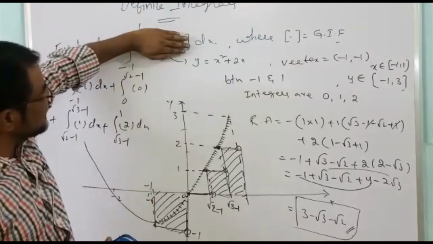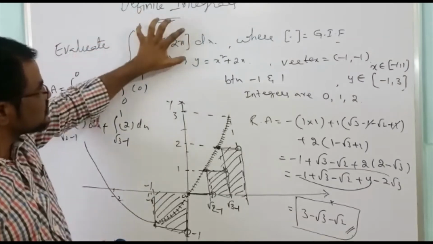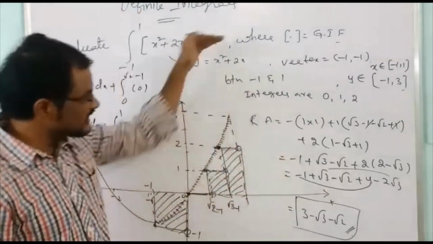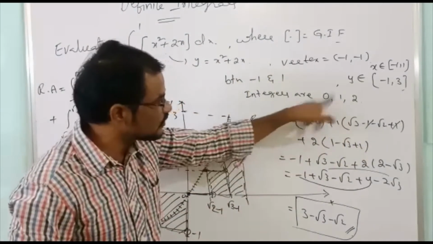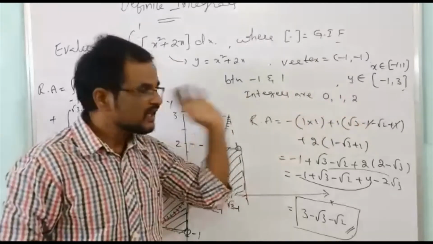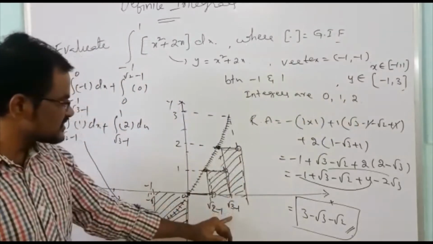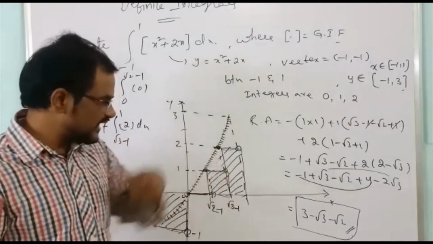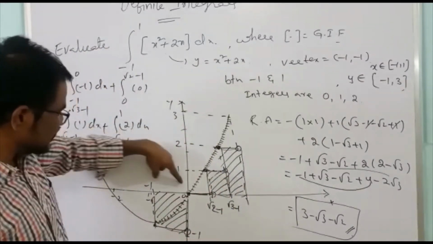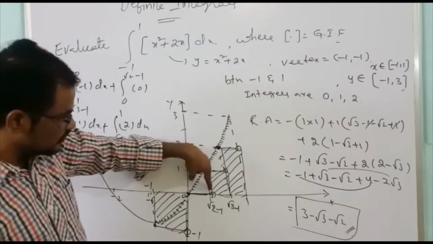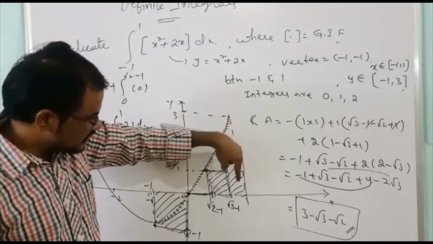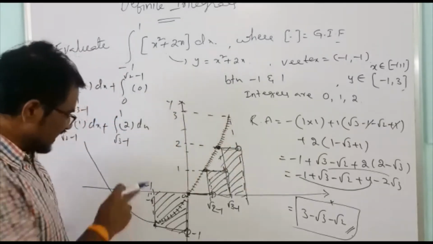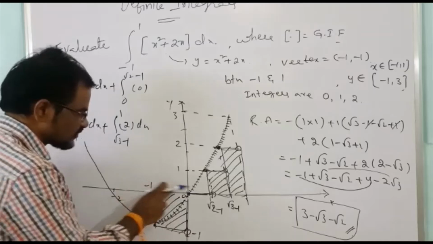Next, when it is an integer, the function is discontinuous, so there we have to break the interval. For that we have to find the x value when y equals 0, y equals 1 and y equals 2. If you take y equals 2, the x value is root 3 minus 1, between -1 to 1. So we have to break the integral into -1 to 0, 0 to root 2 minus 1, root 2 minus 1 to root 3 minus 1, and root 3 minus 1 to 1.